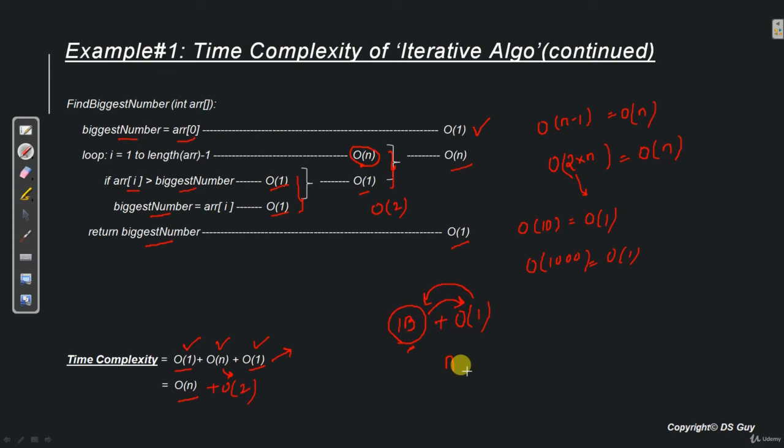Fine. I hope you have understood how to find the time complexity of an iterative algorithm. What we have done is, all the operations which were constant operations, we have put as order of 1. And wherever we have a loop, depending on how many times the loop will be running, we have put the appropriate complexity, which is order of n in this case. And then finally we have added all of the individual statements' complexities to arrive at the final complexity of the entire algorithm.